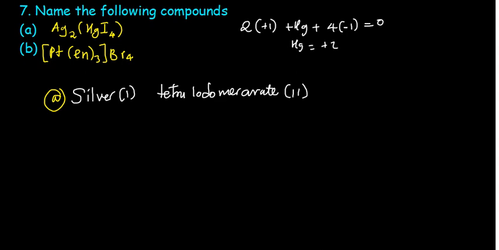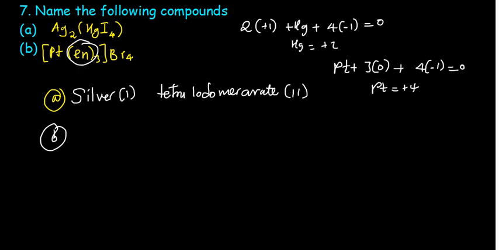Now, the last one, which is platinum, and then we have got 3 ethylene diamines, and then we have got bromine. So we need to find out the charge of the platinum. So we've got platinum plus 3 ethylene diamines, but each ethylene diamine has a 0 charge, and then plus we've got 4 bromines, each with a negative 1 charge, that should be equal to 0. So platinum is going to give us a positive 4.